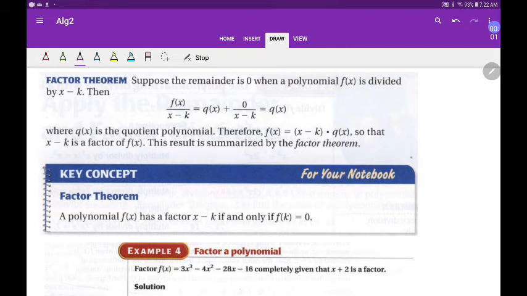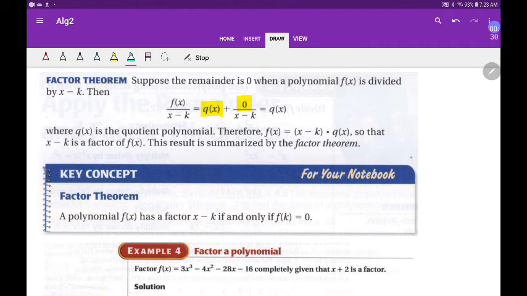Okay, a little bit of a new idea. Suppose the remainder is 0 when we divide. This is kind of a weird way to write it, but we're dividing f of x by x minus k. And when we do that, we get an answer, q, and our remainder is 0.